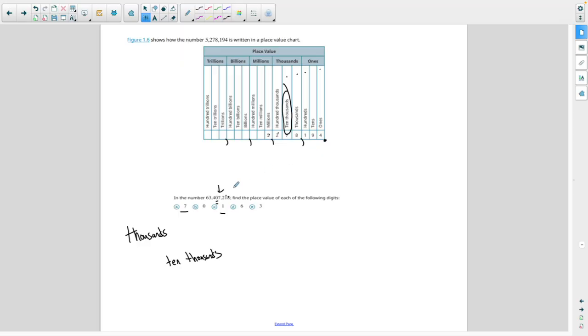One. When it goes to second place, that's tens. We got 1, 2, 3, 4, 5, 6, 7, 8. So we got ones, tens, hundreds, thousands, 10,000s, 100,000s, millions. We have 10 millions. And then 1, 10, 100, 1,000, 10,000, 100,000. We have millions. Just make sure we're aware of it.